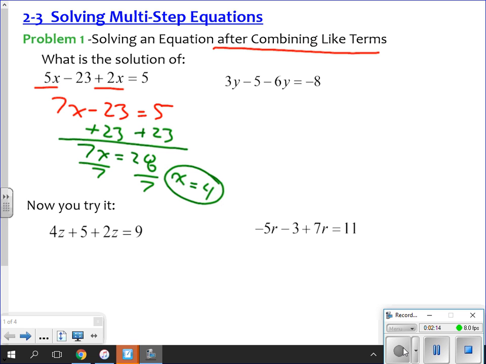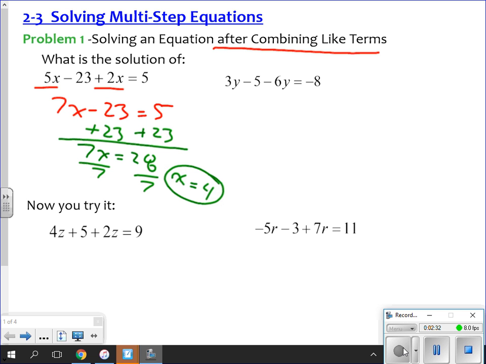A lot of what we're doing now is going to be taking what we've done before and adding on to it, adding a step or two beforehand. And then everything else we've already done. So we have one new step. Everything else is the same as we've done before.